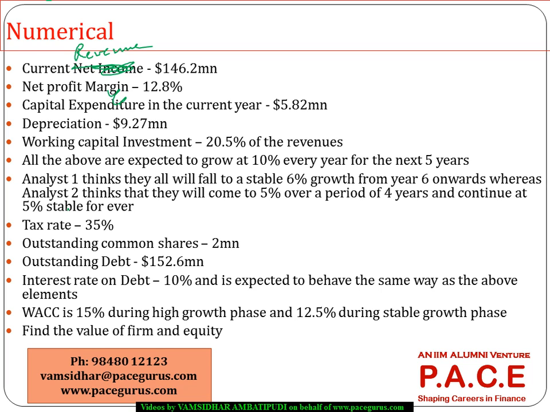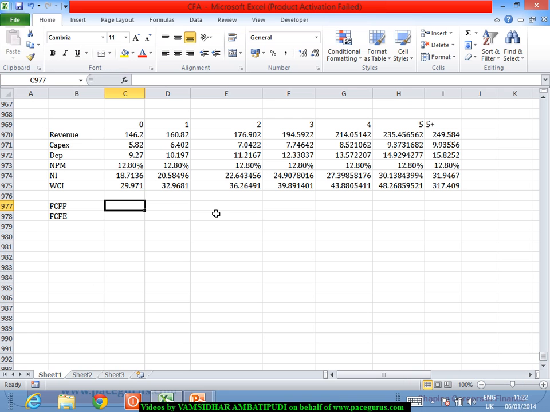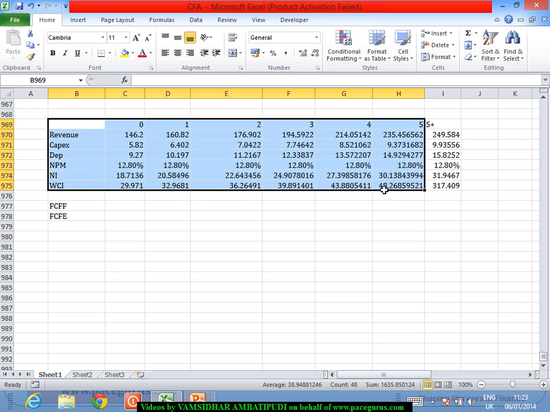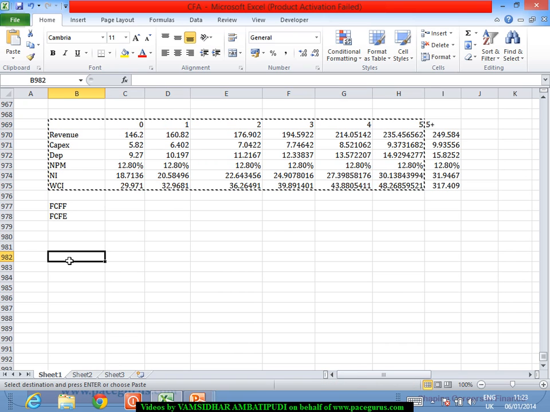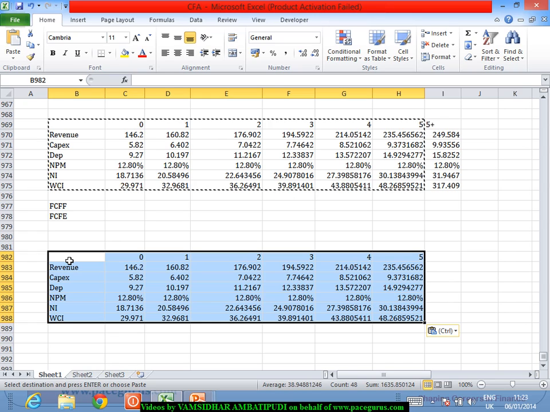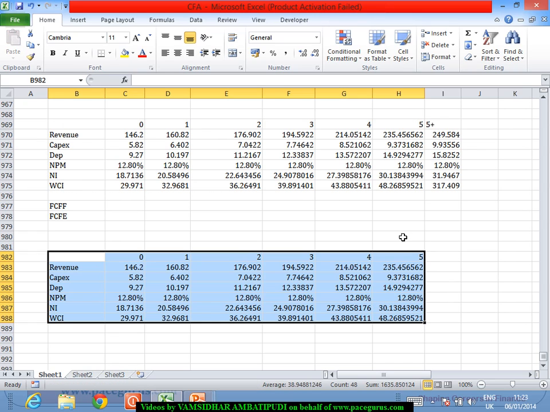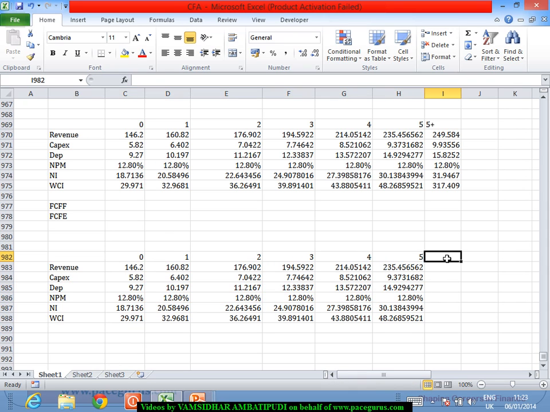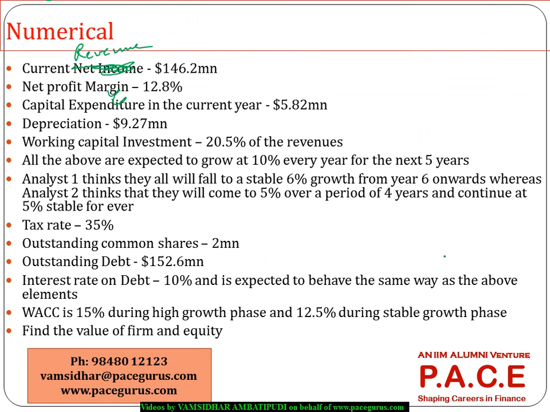Analyst 2 thinks that they will come to 5% over a period of 4 years and then continue at 5% stable forever. So probably let me take the scenario for analyst 2 directly. Until here there is no change for both of them, right? Only here all he is saying is they will come down to 5% over a period of 4 years.